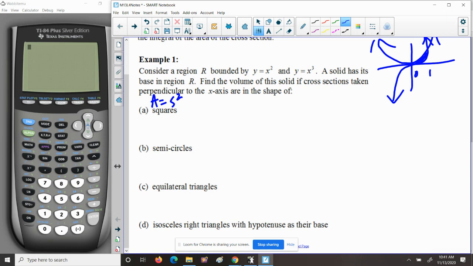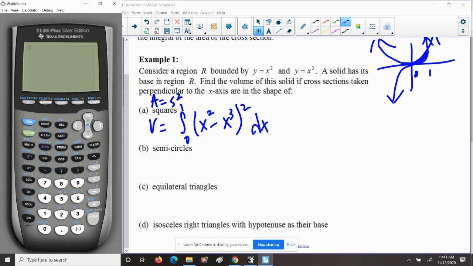So let's take a look. If we have squares, we want to find the volume of this solid, so we're going to have to take the integral of the area. We know our bounds are from 0 to 1. That's where the region is bounded. And we need to take the integral of the area. The area of a square is the side squared. The side is going to be upper minus lower. The length of that side, if it's sitting down in that region, is upper minus lower. Upper is x squared. Lower is x cubed. The side of the square is x squared minus x cubed, and we want to square that for the area.